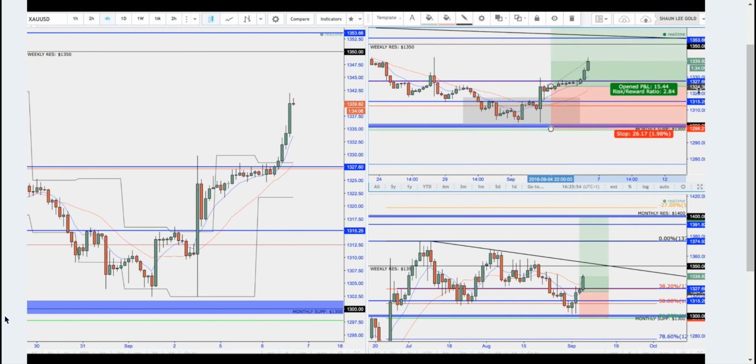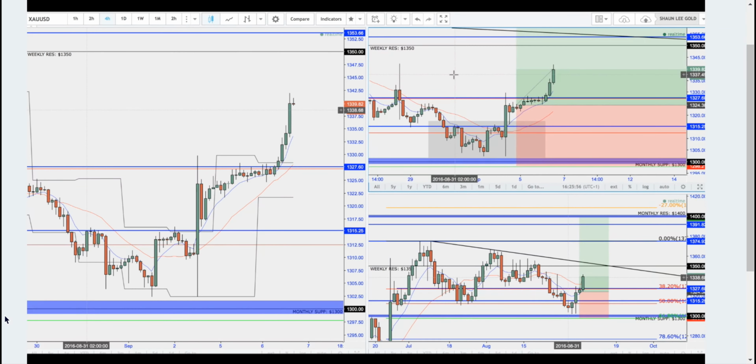So I've used the Fibonacci on the daily. I've said we could wait for that trend line to break. However, if we bring the data down from the high time frames to maybe the 4-hour or the 2-hour, we can get a better entry with a greater risk reward.